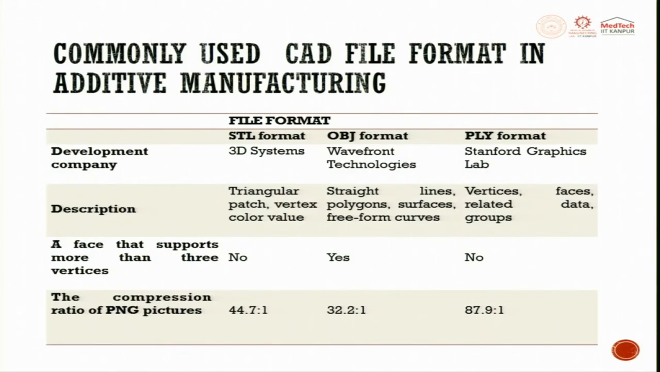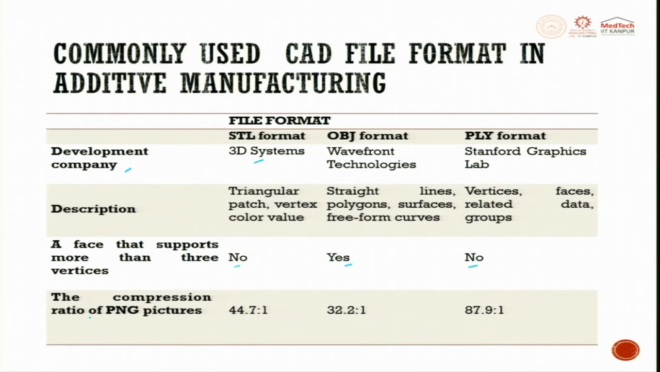Commonly used CAD file formats in additive manufacturing: the STL format was developed by 3D Systems, the OBJ format by Wavefront Technologies, and the PLY format by Stanford Graphics Lab. Description: in STL we use triangle patches, vertices, and color values. In OBJ, we use straight lines, polygons, surfaces and freeform curves. In PLY, vertices, faces, related data and groups. A face that supports more than three vertices will never happen in STL, which will happen in OBJ and which will not happen in PLY.